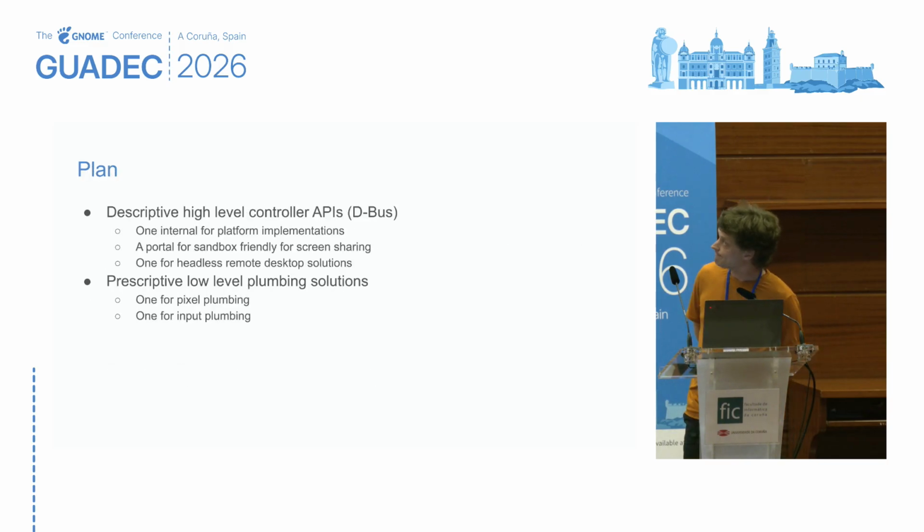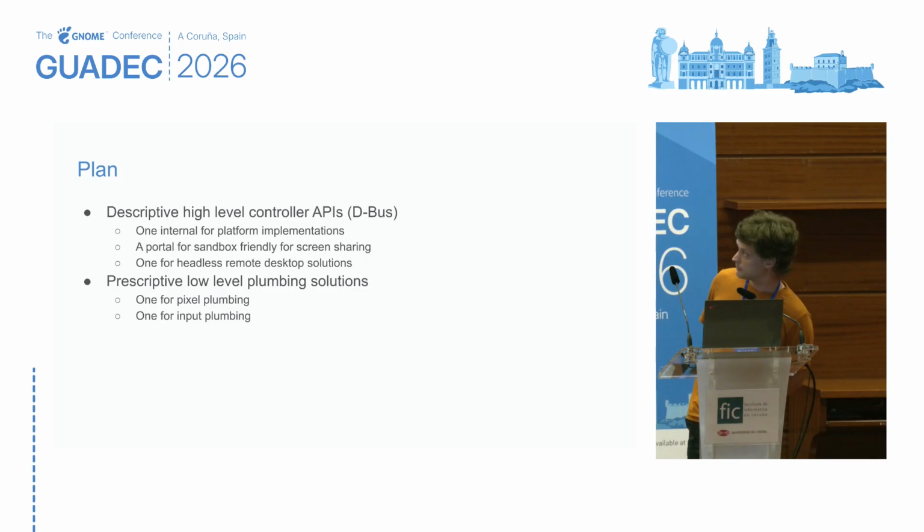So the plan. A descriptive high-level controller API that is dbus-based, split into three. One internal for our platform itself, a portal that handles everything about sandboxing, and then one for purely remote desktop solutions.